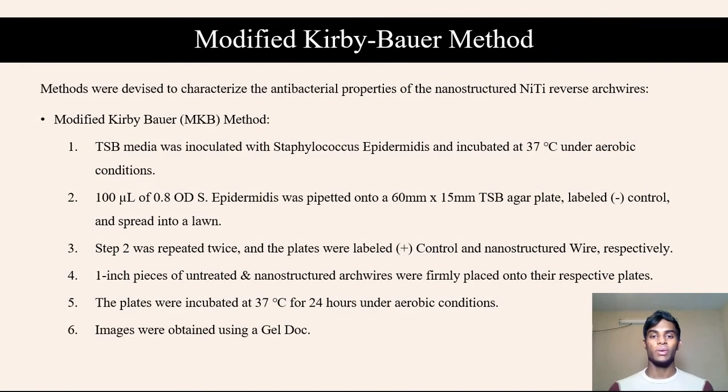To characterize the antibacterial efficacy of these nanostructures on these archwires, the archwires were placed onto bacterial lawns, which were spread with Staphylococcus epidermidis, and they were incubated at 37 degrees Celsius under aerobic conditions for 1 day, and the images were obtained using a gel documentation system.